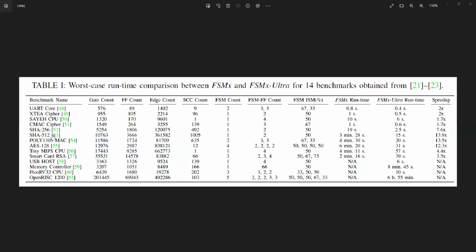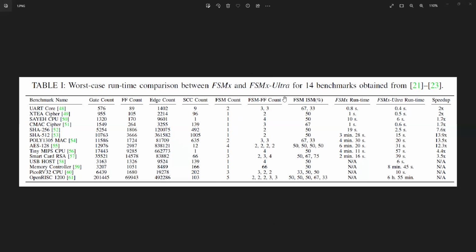But if you look here, say for SHA 512, it has 1005 SCC regions, but we have just a single FSM. So it is extremely difficult to find this FSM from this region. That is what FSMx-Ultra has already done.